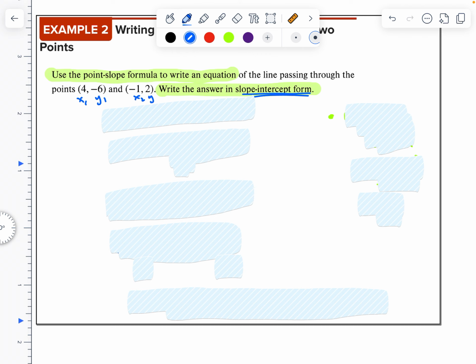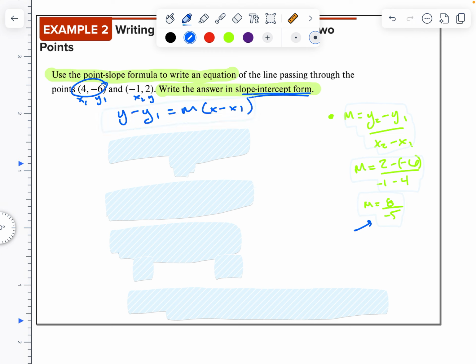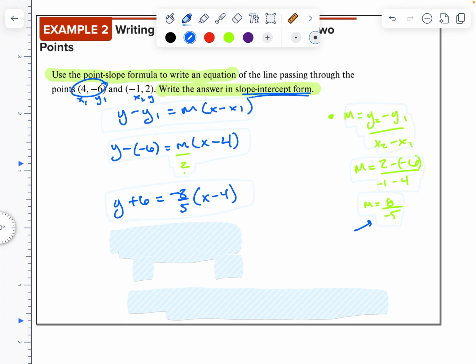We have 2 points, so we can find the slope, right? We have a slope formula that involves 2 points. Sub in the values that we have from our points. We end up with a slope of -8/5. Now that we have a slope and we have 2 points, we can pick either of those points. I'm just going to go with the first one here. We can go to our point slope form. Sub in x1, y1, and m. Try and simplify a little bit.